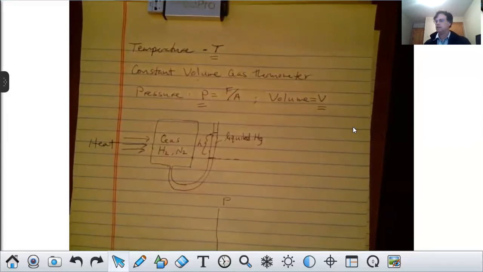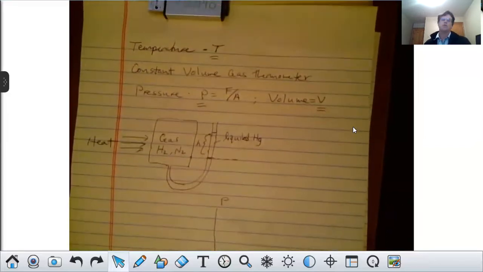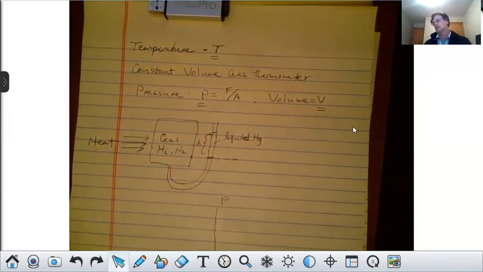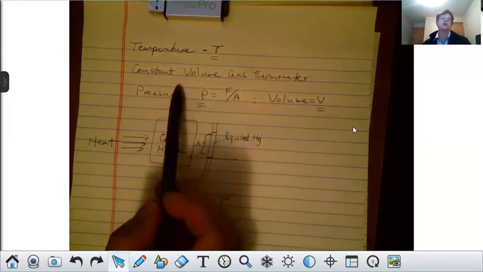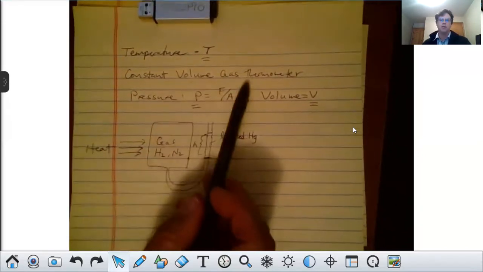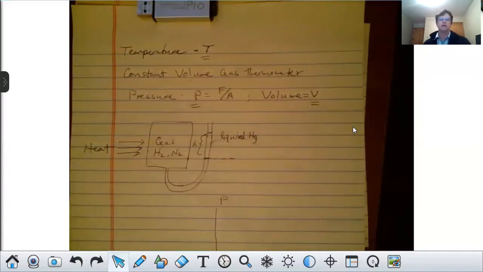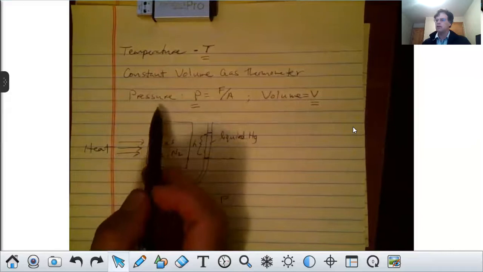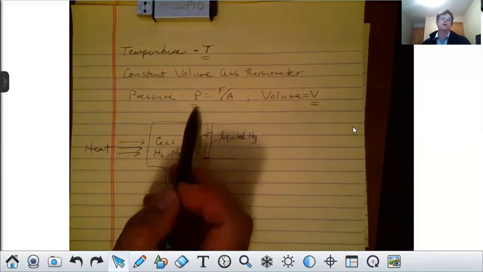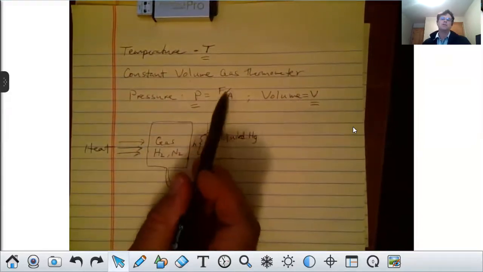But in order to have a more uniform or constant temperature scale, people have in the past used what's called the constant volume gas thermometer. And that's what I'm going to talk about now. First of all, in order to describe it, I need to define something called pressure. Pressure is the force per unit area.